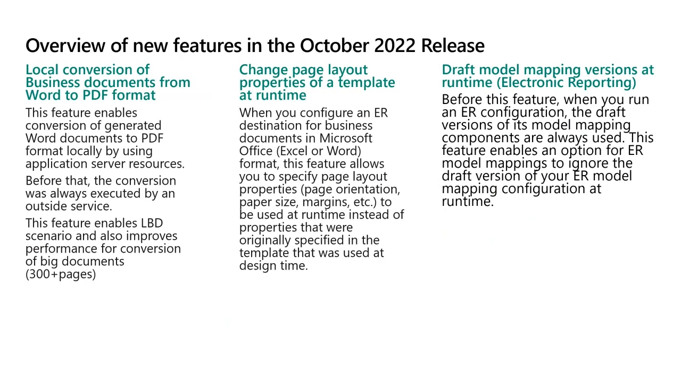So you'll have a continuity of all the things which we are doing in configurable business documents and electronic reporting. The first feature we call local conversion of business documents from Word to PDF. Before this feature, we always used a special service from Microsoft to do the conversion from Excel and Word to PDF. Unfortunately, due to a special setup of our Word documents, this conversion can be slow and would not really work on big documents like 300 plus pages.